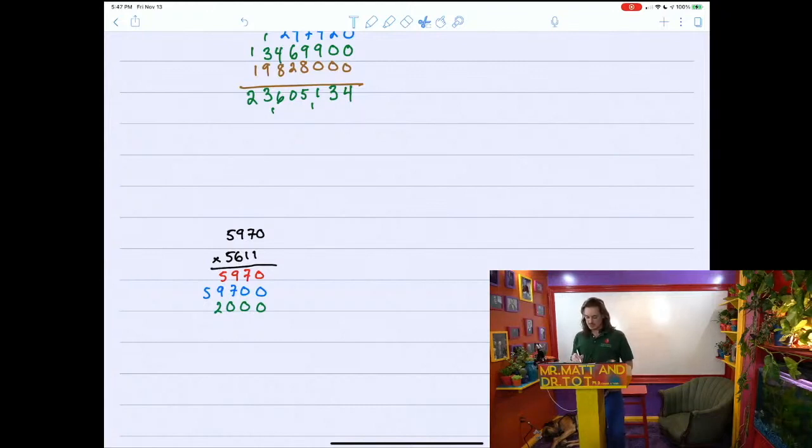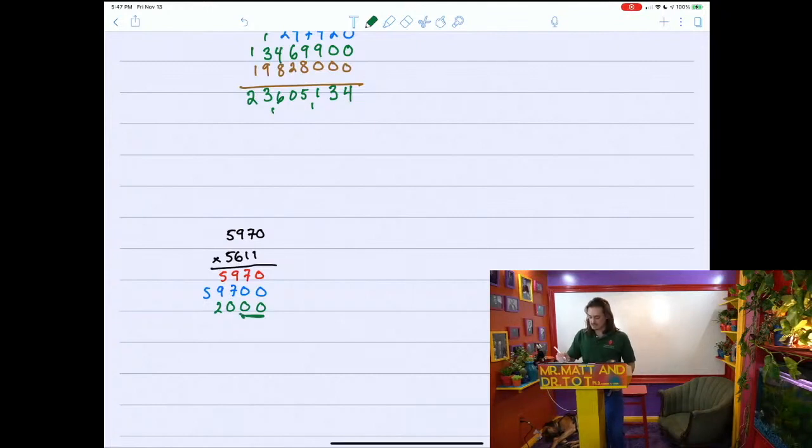For the 6, we're multiplying by a hundredths value, so we're going to have 2 placeholders of 0. Then 6 times 0 is 0. 6 times 7 is 42, so keep the 2, carry over the 4. 6 times 9 is 54. 54 plus 4 is 58, so keep the 8, carry over the 5. 6 times 5 is 30. 30 plus 5 is 35.